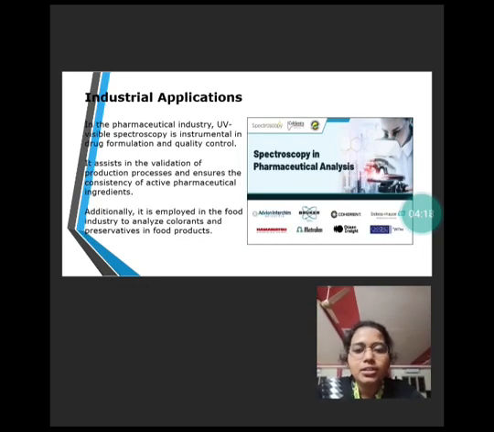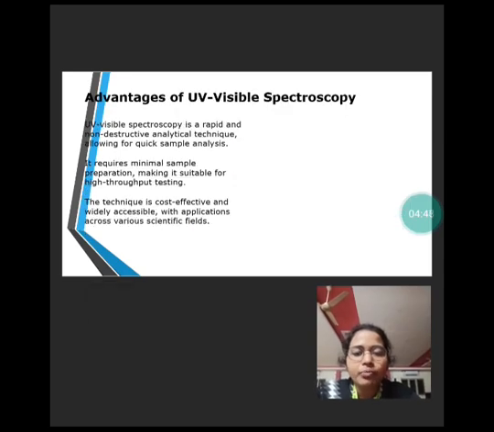Industrial applications. In the pharmaceutical industry, UV visible spectroscopy is instrumental in drug formulation and quality control. It assists in the validation of production processes and ensures the consistency of active pharmaceutical ingredients. Additionally, it is employed in the food industry to analyze colorants and preservatives in food products.